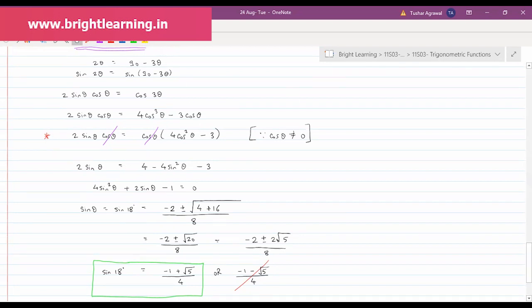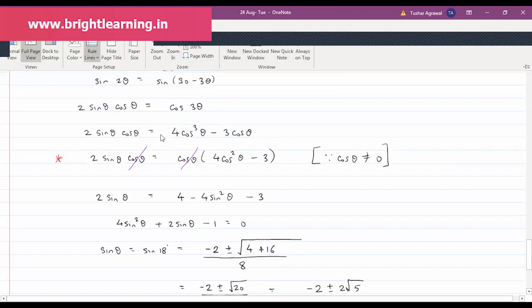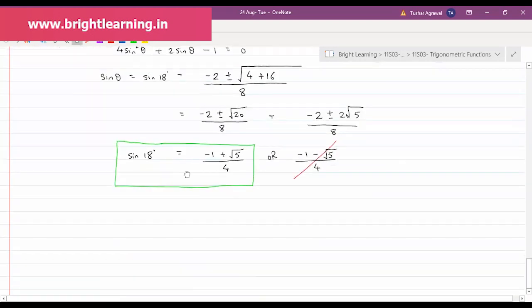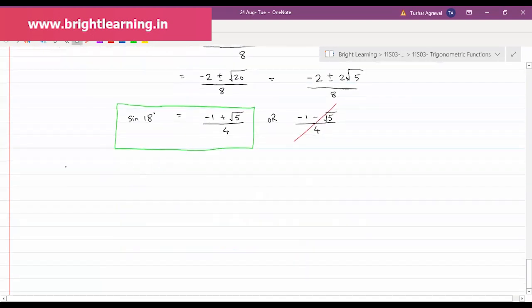So now, once you have got sine 18, I will tell you the method to find cos 18. Cos square 18 is equal to 1 minus sine square 18. Go on writing with me. This is just simple arithmetic calculation on surds. What is sine 18? Sine 18 is root 5 minus 1 upon 4, its complete square.